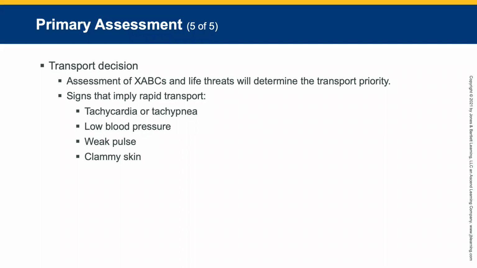Signs that indicate the need for transport. What does this? I need something to tell me. All right. So here, tachycardia or tachypnea. We have low blood pressure, weak pulse, and clammy skin. Those are signs that ideally mean you need to rapidly transport this patient.